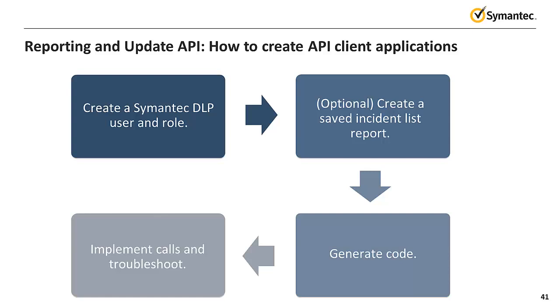Next, generate the client code from the Incident Reporting and Update API web service. API code examples can be found at the support.symantec.com website. Lastly, implement the calls to the Incident Reporting and Update API web service, and then troubleshoot the client implementation.